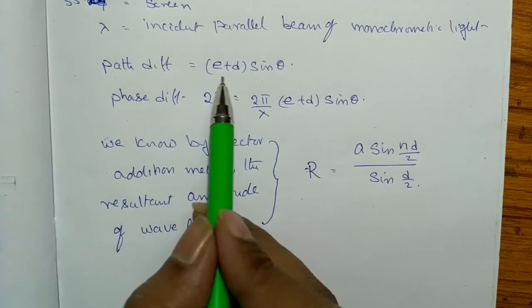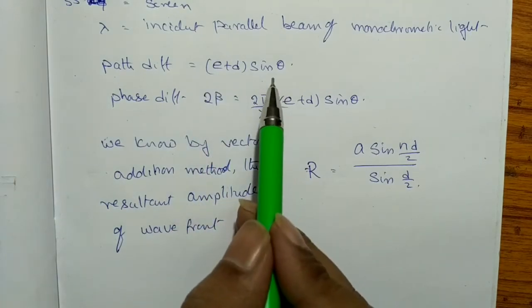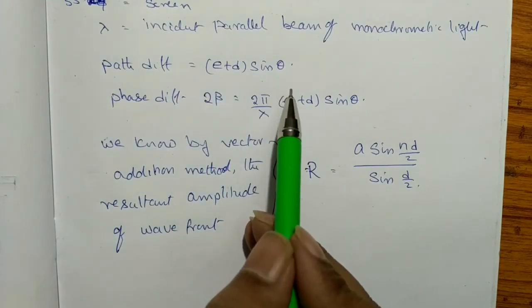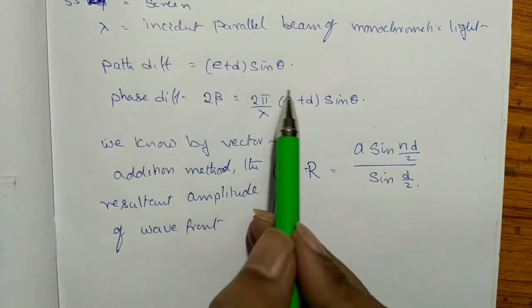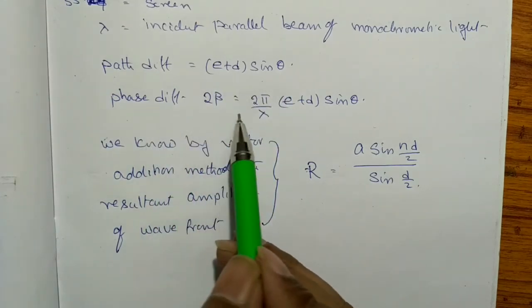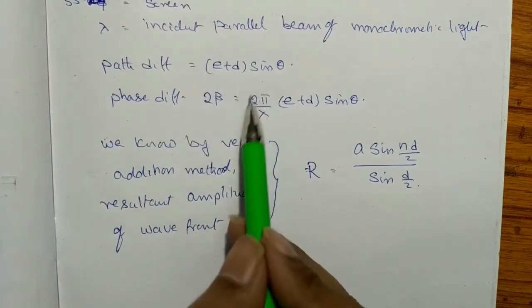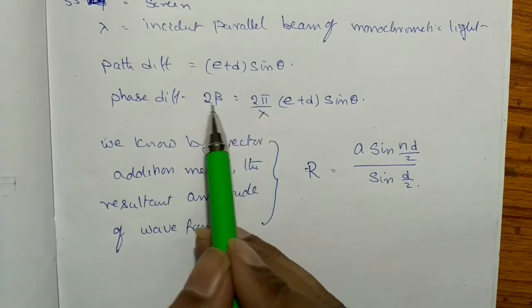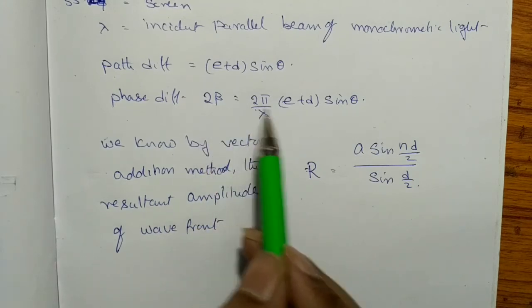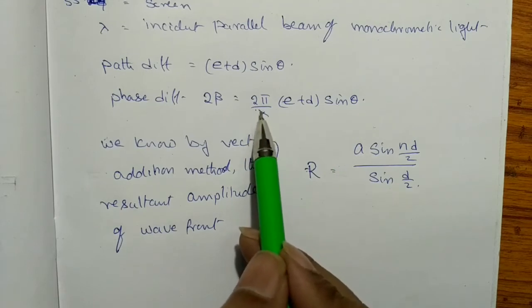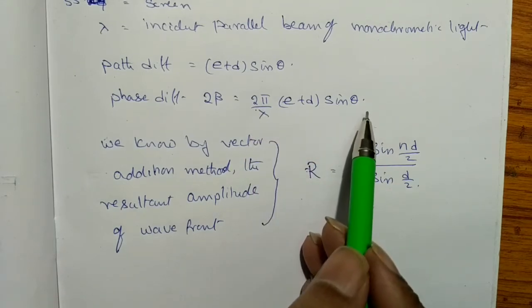Similarly, the path difference is (e plus d) sin theta. In the case of a single slit, it is e sin theta. Even in a double slit, it is (e plus d) sin theta. The phase difference 2 beta is equal to k into path difference, that is, 2 pi by lambda into (e plus d) sin theta.